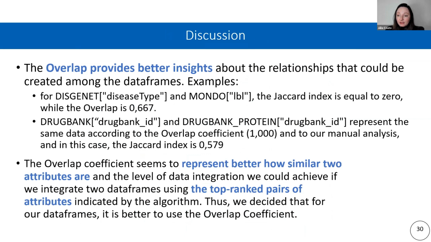So the overlap coefficients represent better how similar two attributes are and the level of data integration that we could achieve if we integrate two data frames in our experiment, at least. It provided us better insights about how to solve data integration tasks. For example, the attribute drug bank ID, which is presented on both drug bank and drug bank protein, represents the same data according to the overlap coefficient and according to the manual analysis. But in this case, the Jaccard index is less than 60%.